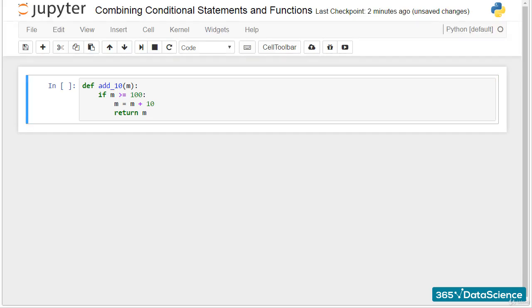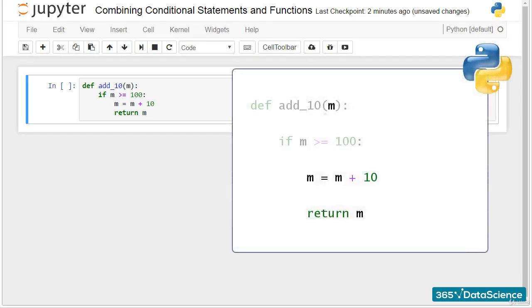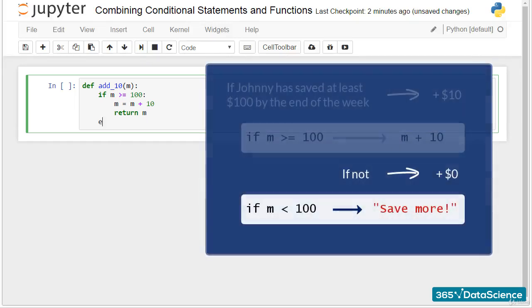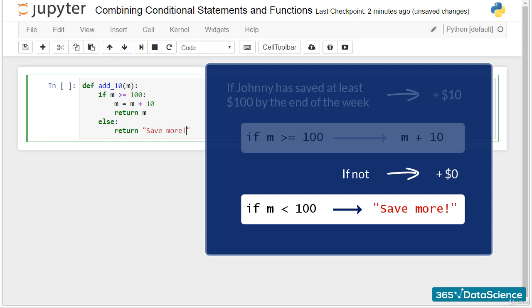To sum up, logically, we mention m as a parameter. Then, we substitute its value with a greater value than m with 10. At the end, we say, from now on, return a value equal to the new m. Finally, in all other cases, for instance, save more. Johnny should learn it is a good habit to have some cash on the side, right?